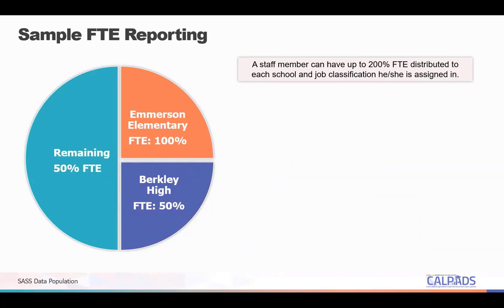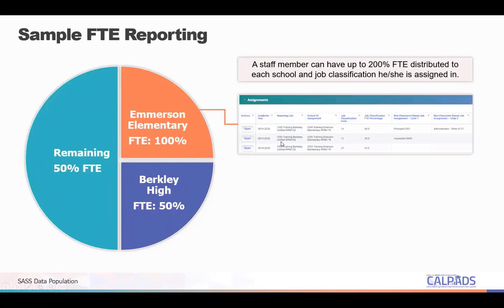Here's another example of a staff member with an FTE percentage of more than 100%. As earlier mentioned, you can have up to 200% FTE distributed in each school as well as job classification assigned to. So in this scenario, this person is assigned to two schools with a total of 150% FTE percentage. The person is working at Emerson Elementary with an FTE of 100%.